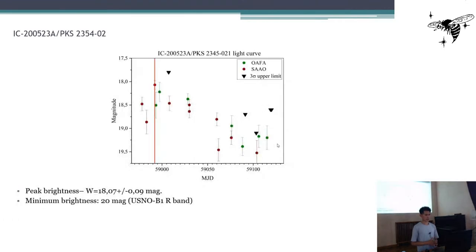A light curve of the event, the red line is the detection by IceCube. And the light curve is made using data from two observatories, MASTER-OAF, which is located in Argentina, and MASTER-SAAO, located in South Africa. You can clearly see the flare that is coinciding with the detection and a steady decline after the event. Peak brightness, approximately 18 magnitude.